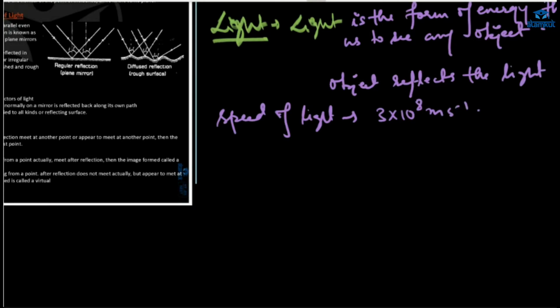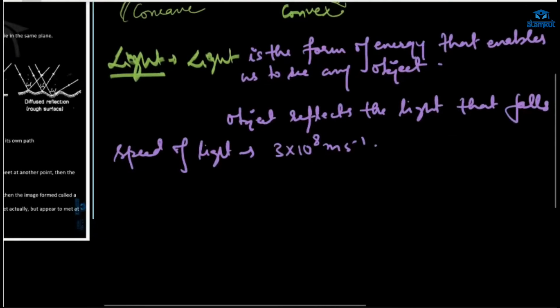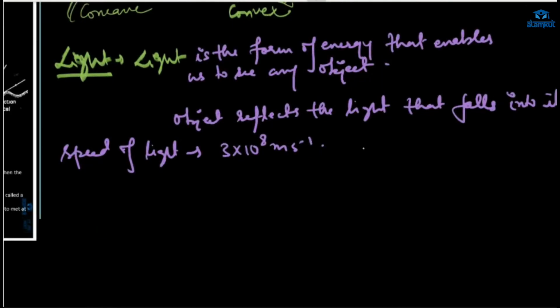Now we will see what is reflection of light. We have just seen the definition of light: light is a form of energy that enables us to see the object, and the object reflects the light. So what is reflection? Reflection means the bouncing back of the light.